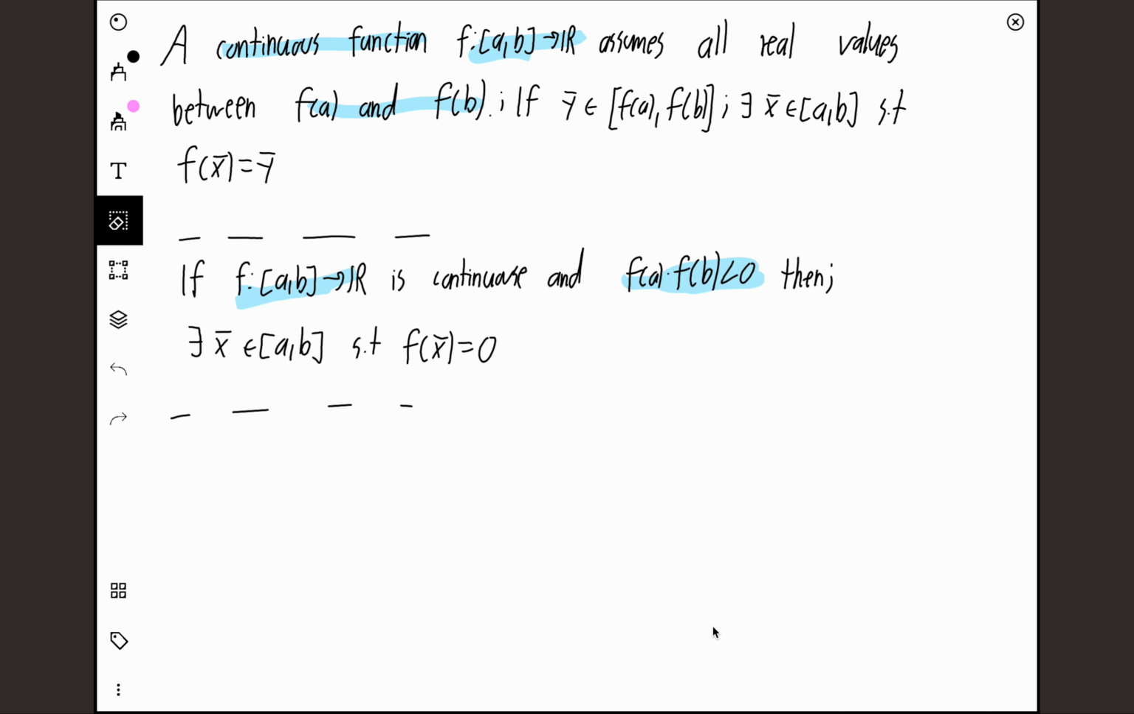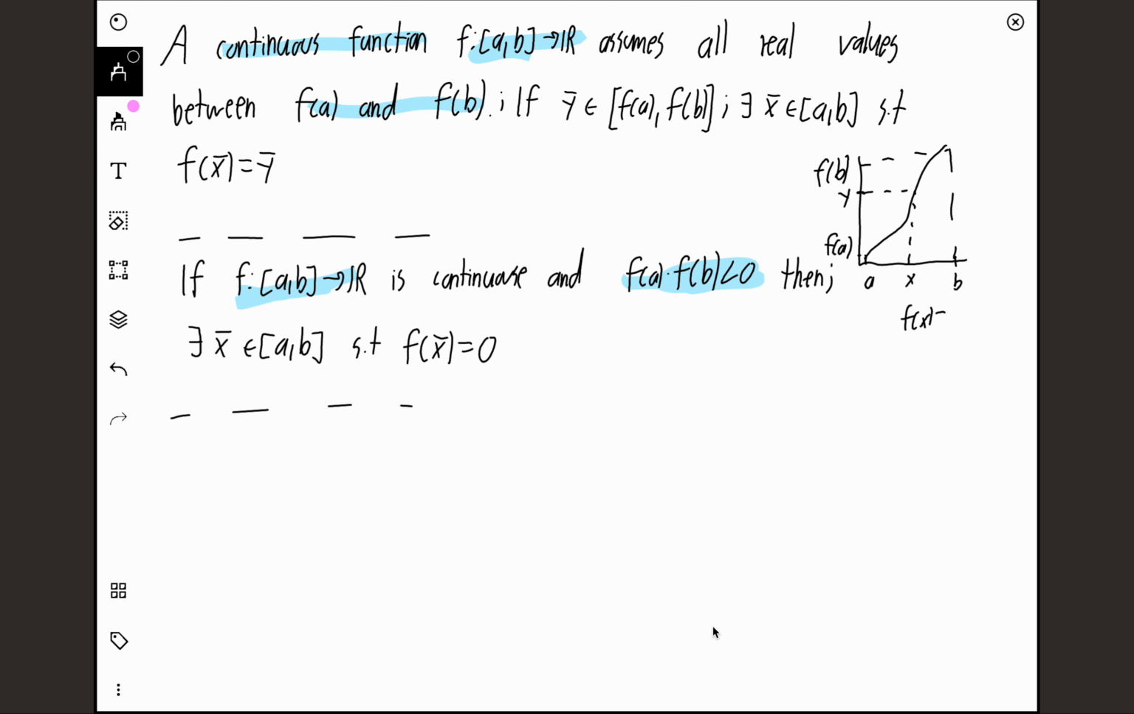f of b. So, basically, let me draw a small diagram over here. If we have any function, and here is a, so that this is f of a, and here's b, so that this is f of b. Well, then if we choose any y, let's say here between f of a and f of b, then we know that there exists an x in the domain of the function such that f of x equals y. So basically, the function will obtain every value on this interval.